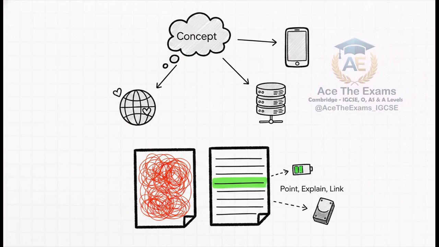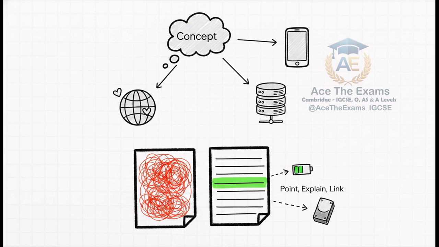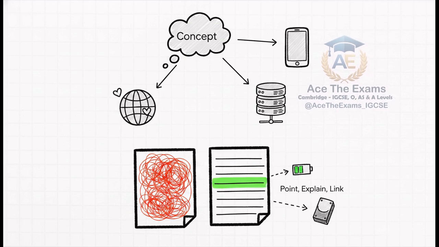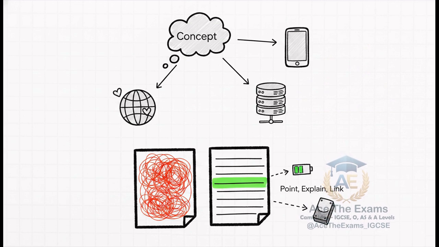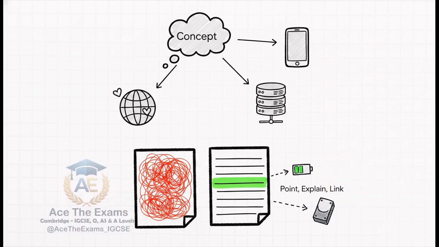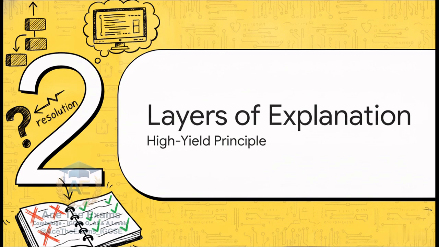Take a close look. Do you see how the green highlighted text makes a point about smartphone storage, then explains the sample rate, and finally links it straight back to battery life? That right there is exactly how you secure top marks. All right, moving right along into Section 2, the 3 layers of explanation.